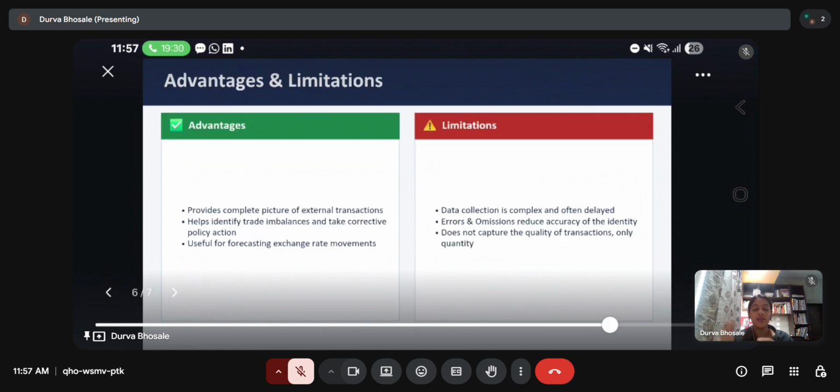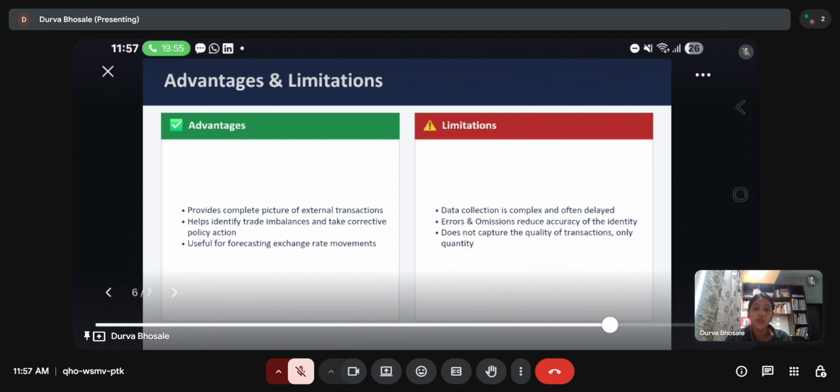Let us move on to the advantages of balance of payments and limitations of balance of payments. The advantages of balance of payments are: number one, it provides a complete picture of all external economic transactions. Number two, it helps in identifying trade imbalances and take corrective policy actions and measures. Number three, it is useful for forecasting exchange rate movements.